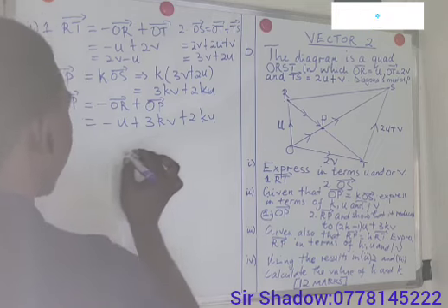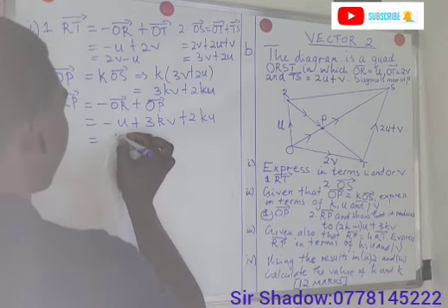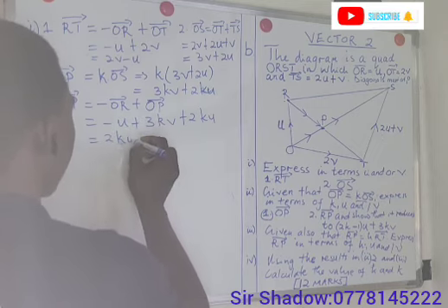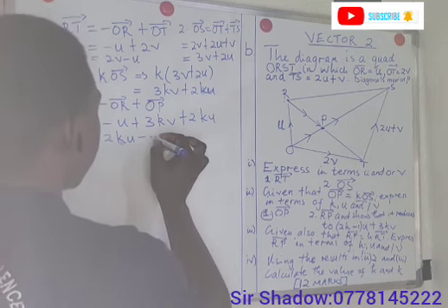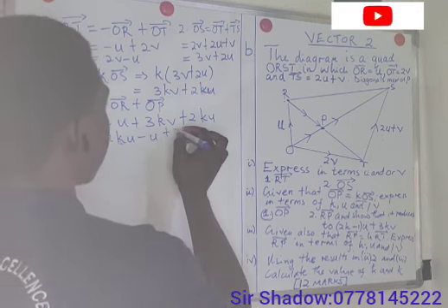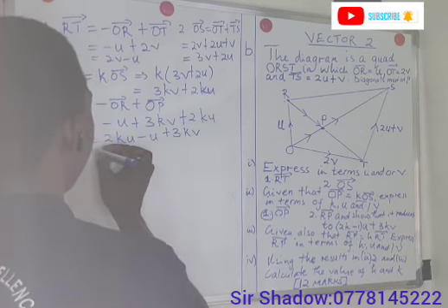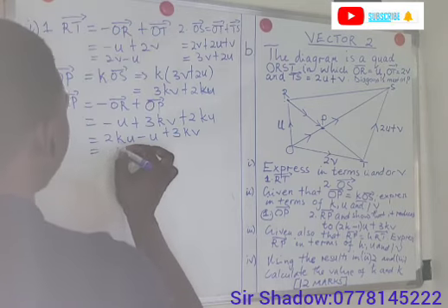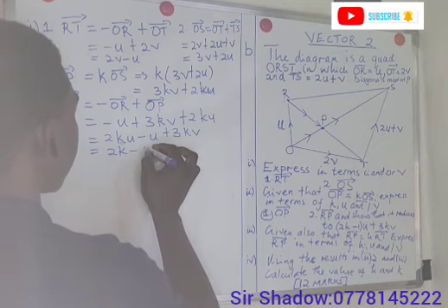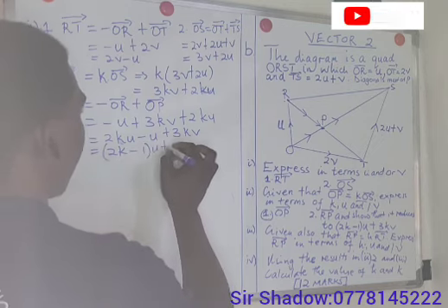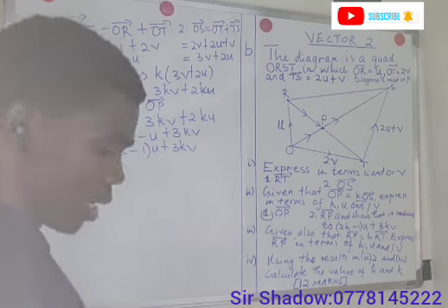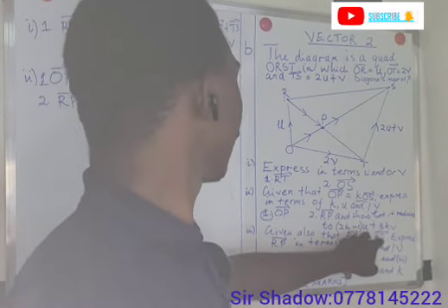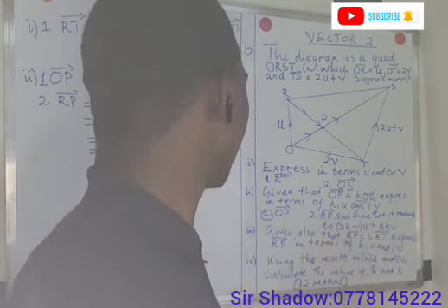So grouping the like terms, we have 2ku minus u plus 3kv. Let's now factor out u. So we have (2k minus 1)u plus 3kv. Remember, we're asked to show this one, which is similar to this one, where we are asked to show that. So we have to write shown.